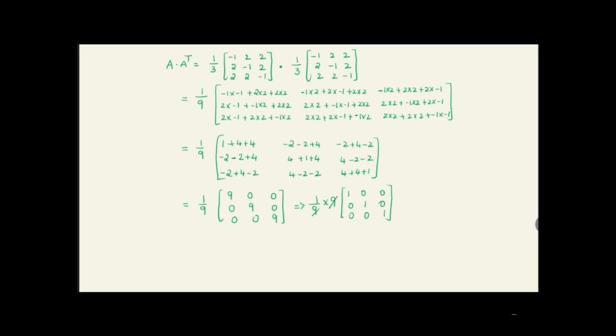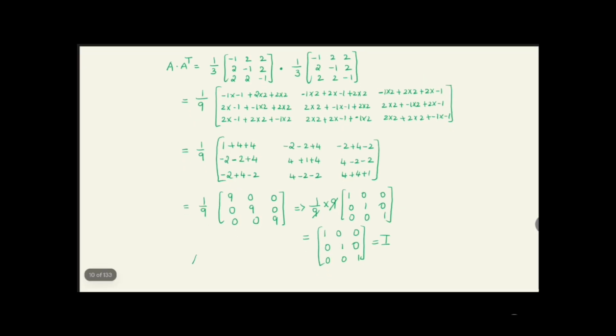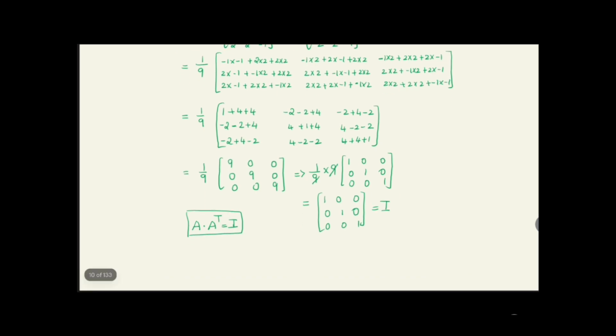Now here 9 and 9 get cancelled. So we are left with only identity matrix, that is 1, 0, 0, 0, 1, 0, 0, 0, 1, which is nothing but a 3 by 3 identity matrix. So A into A transpose is equal to identity matrix we have got. So the given matrix is orthogonal matrix. Therefore, the given matrix is orthogonal.